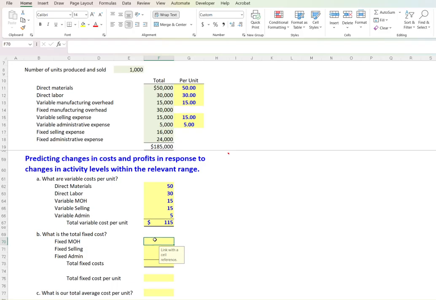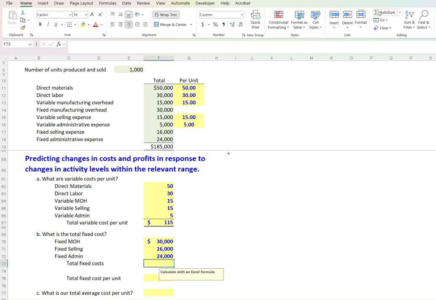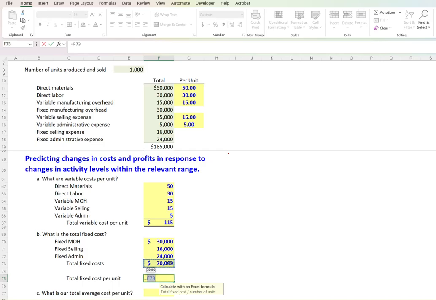All right, what are our fixed costs? Our fixed manufacturing costs, and we're doing these in total. $30,000 for fixed manufacturing overhead. Fixed selling is $16,000, and our fixed admin is 24,000 for a total of 70,000. Now, we've got to calculate that on a per unit basis. And again, making sure we use our cell references. 70,000 divided by 1,000 units is $70 per unit.